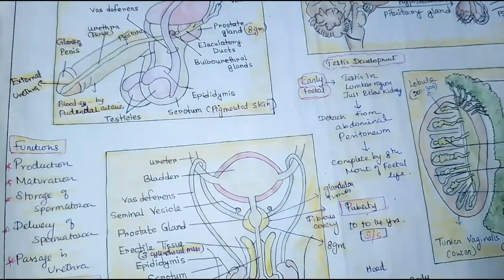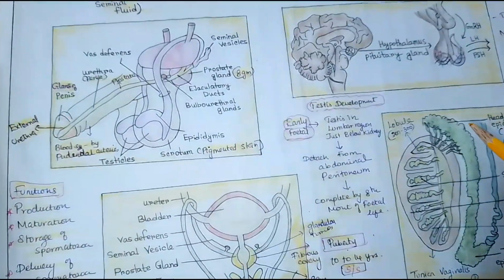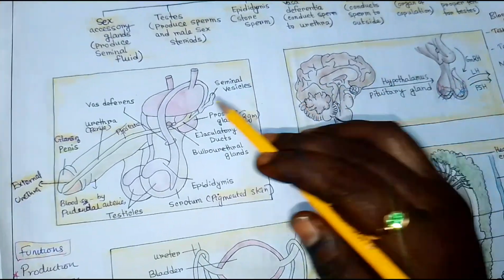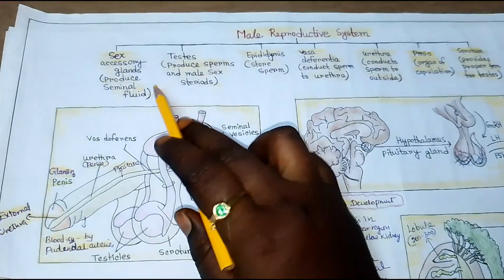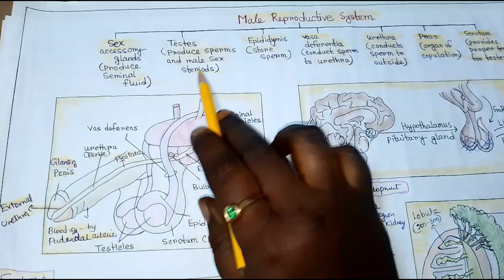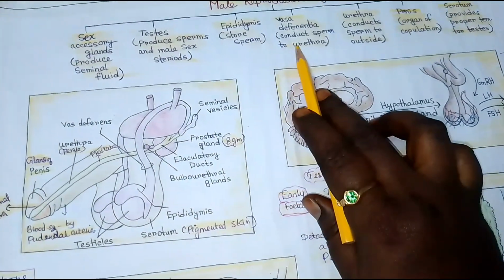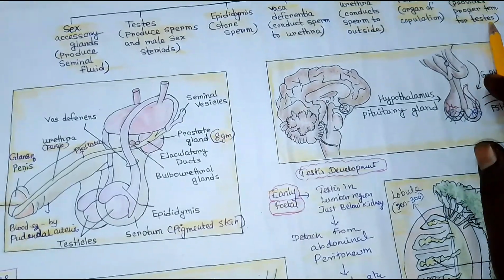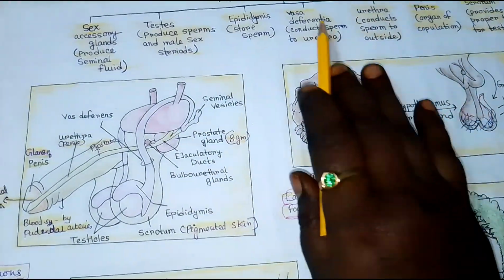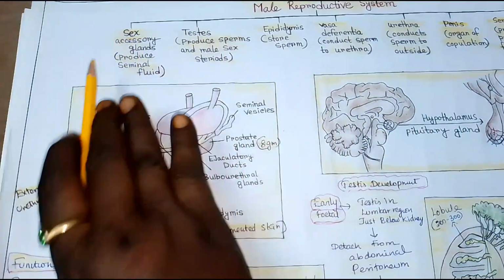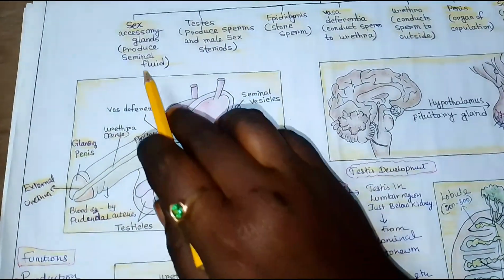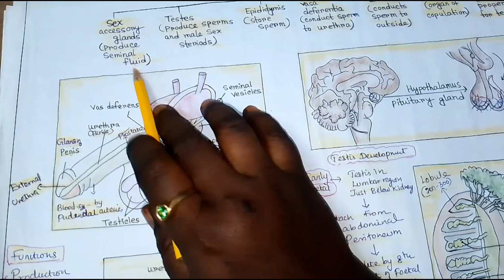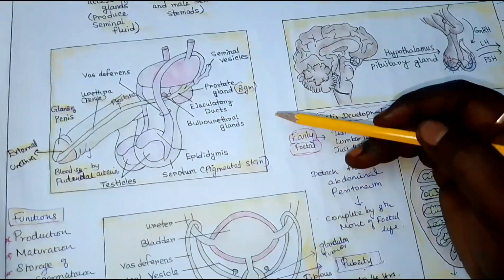So this is the class you have to mainly write about what is called the male reproductive system. The male reproductive system consists of what? Sex accessory glands, testis, epididymis, vas deferens, urethra, penis, and the scrotum. Accessory glands also help in producing the seminal fluids, so this is also very important.